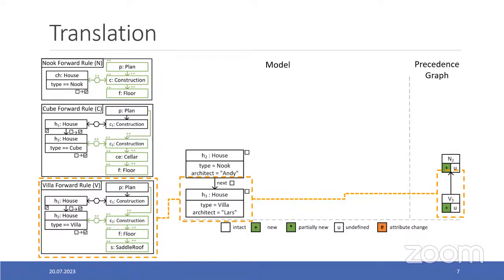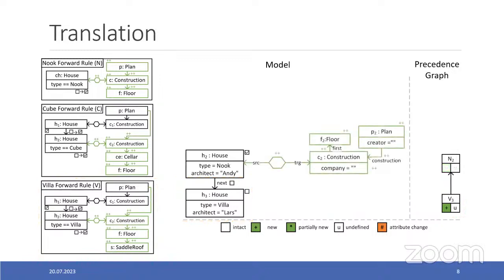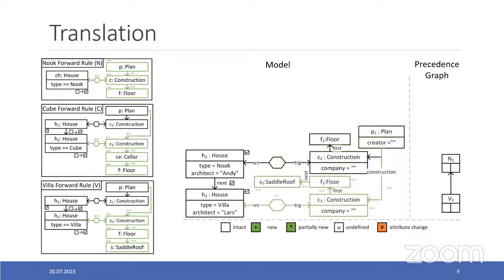So let's do it. We translate this Nook house using the Nook forward rule. We create the missing elements on the right side: the plan, the construction, and the floor. And then we apply the villa forward rule and translate the villa. As you can see in our precedence graph, these little markings have vanished. We just have blank boxes. So we restored consistency, and we translated the model.